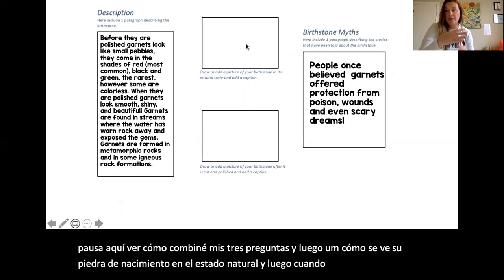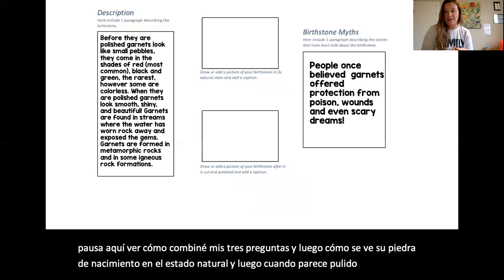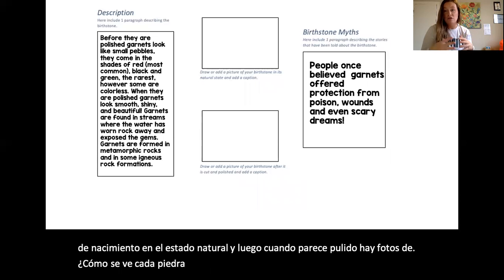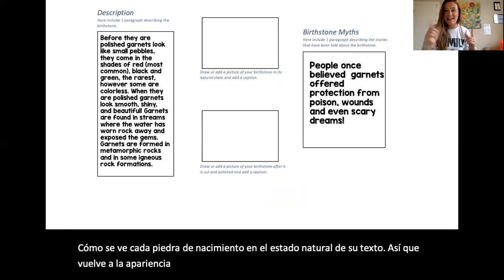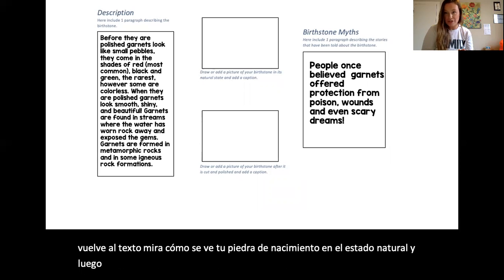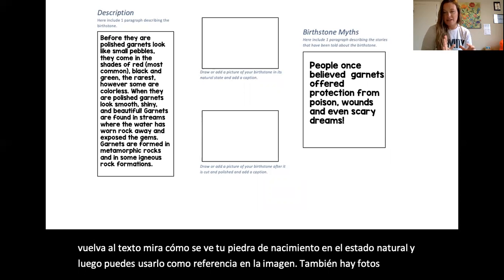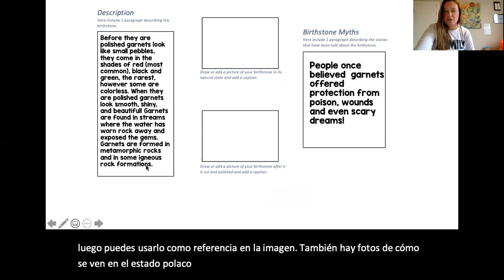There's pictures of what every single birthstone looks like in the natural state in your text. So go back to the text, look at what your birthstone looks like in the natural state, and then you can use that for reference in the picture. There's also pictures of what they look like in the polished state by where the myths are. So that is also in your text.